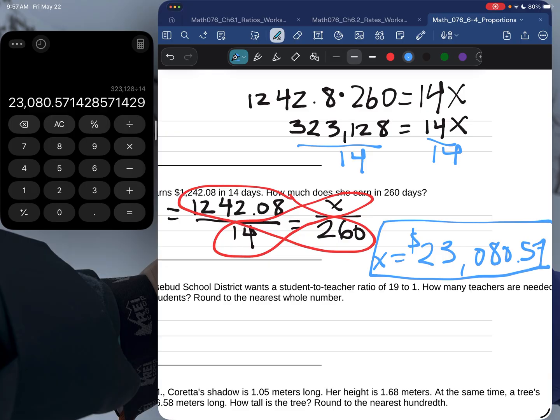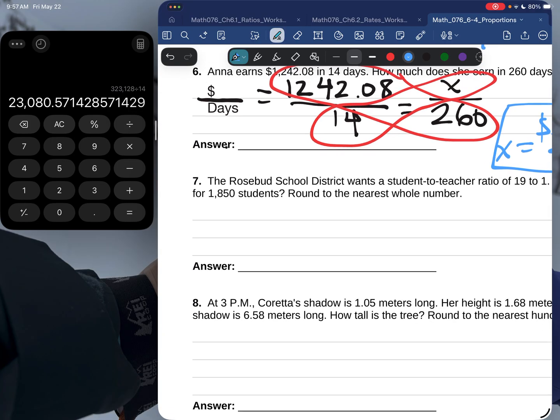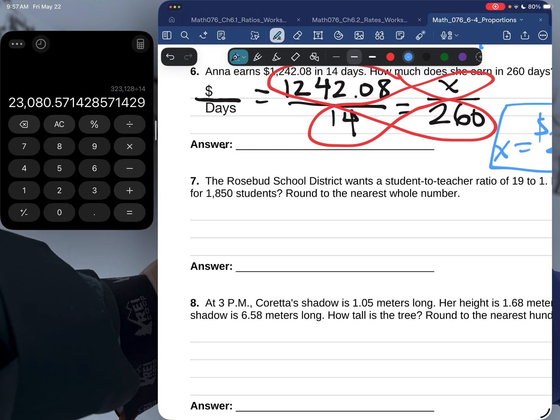Awesome. Okay, let's keep going. Okay, I'm going to help set up the next two, and I'm going to let you solve them on your own. But these are great ones to practice. I know you can do it, okay?